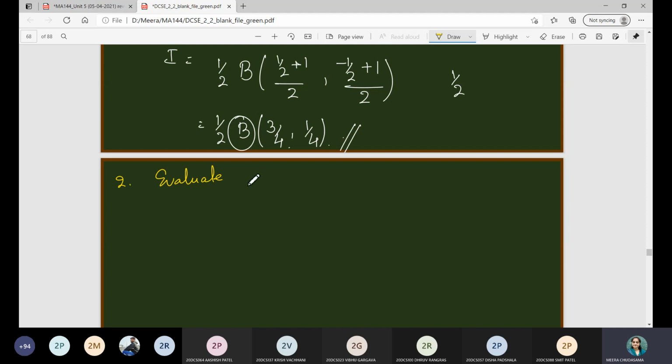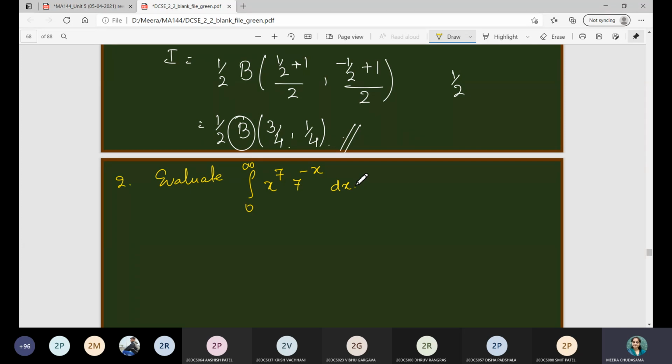Evaluate the integral from 0 to infinity of x raised to 7 raised to minus x dx. You want to evaluate this integral. First of all, since the limits of the integral are 0 and infinity, you have to consider that the gamma function will be involved in this one.